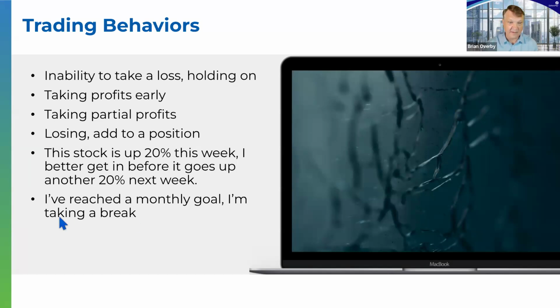I kind of like the way that this is worded. The stock is up 20% this week. I better get in before it goes up another 20% next week. I kind of like the scenario. I think that really applies to me, that I've had happen in my career of investing. You buy a stock, one that would be similar in this day and age would probably be Tesla, because of the volatility, because of everything that's going on in a stock like that.